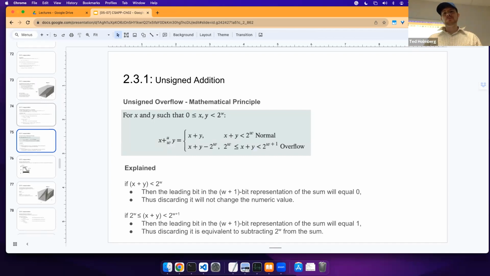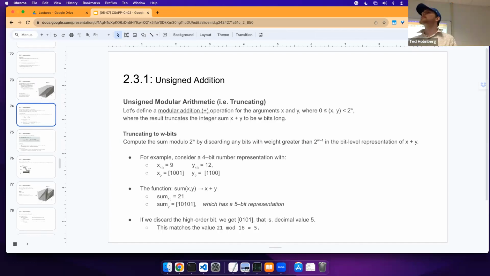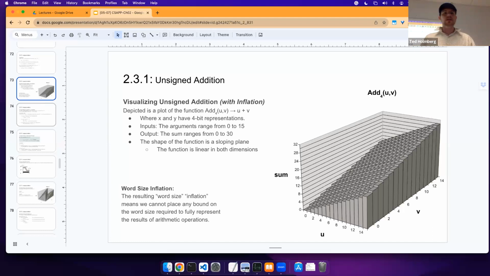We'll go through the actual mathematical principle of what we'll then consider a normal result versus an overflow result. So we'll create a delimiter between what happens once inflation occurs. And of course, let's formally define what word size inflation is. So the resulting word size inflation means we cannot place any bounds on the word size required to fully represent the results of our arithmetic operations. And then we can kind of get an idea here. If I trace the line here, if this is 32, we should be able to get to a max value of 30, if we want to articulate, because our starting values are 0 to 15 and 0 to 15.